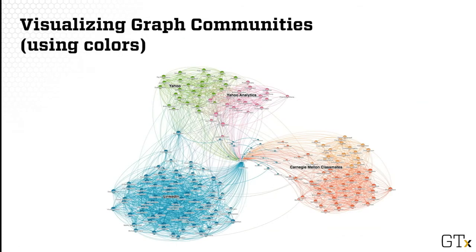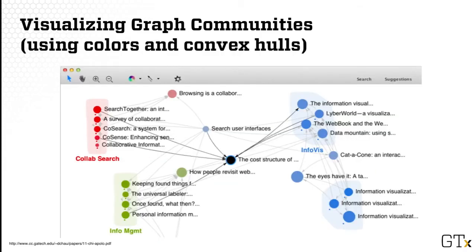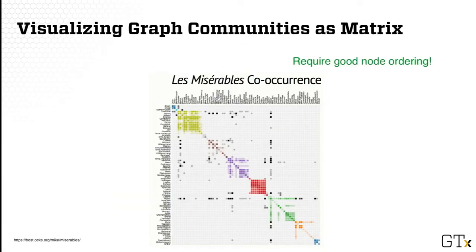If you're doing clustering for graph data, then you can use color, which is a very common way to distinguish between the different clusters of nodes in the graph. Similarly, you can extend this idea to also use convex hulls. That means you're using the boundary and also the spatial location to visualize not only the community, but also the subgroups within it. And similar to topics of text, you can also visualize graph data as a matrix.